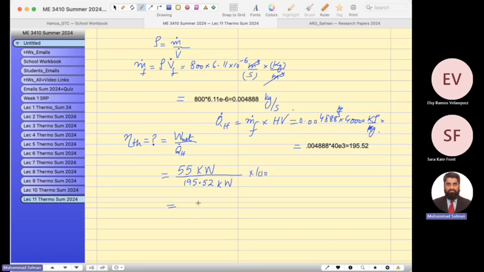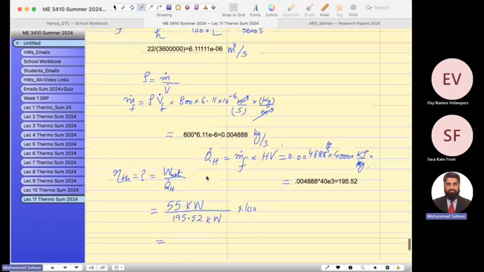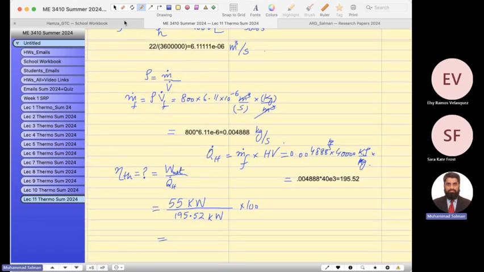So can you do the math and help your professor? Oh, 1 second. I'm having a different answer. I'm sorry. This is 44,000. This is not 40,000. There is a little error. This heating value is 44,000, so I have to change this number.